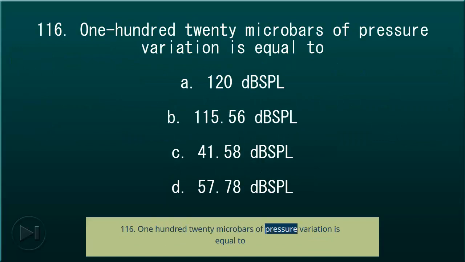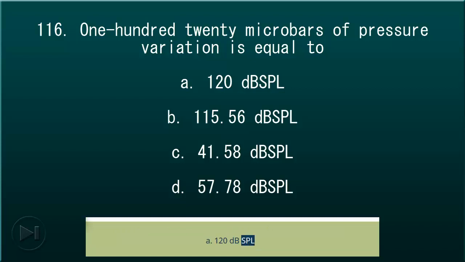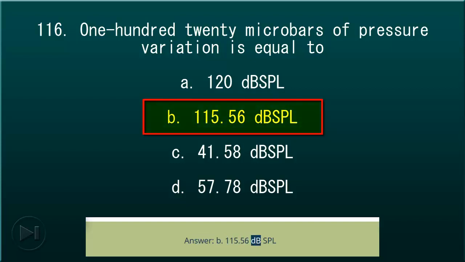116. 120 microbars of pressure variation is equal to A. 120 dB SPL. B. 115.56 dB SPL. C. 41.58 dB SPL. D. 57.78 dB SPL. Answer: B. 115.56 dB SPL.